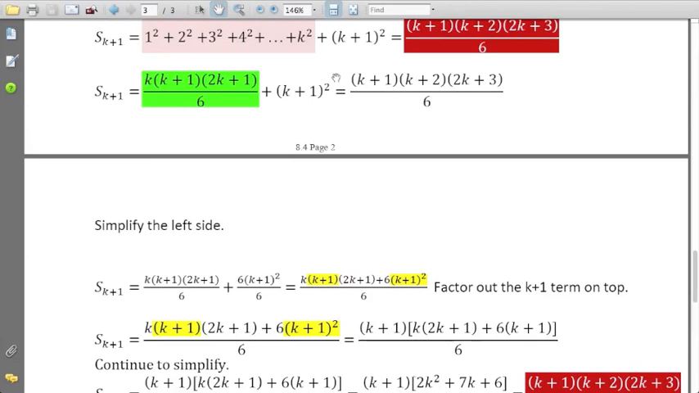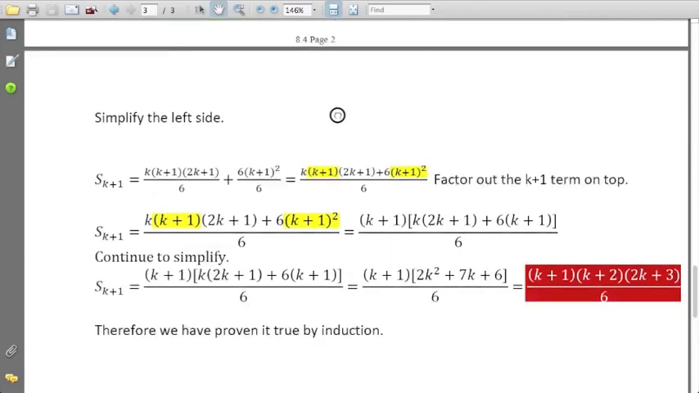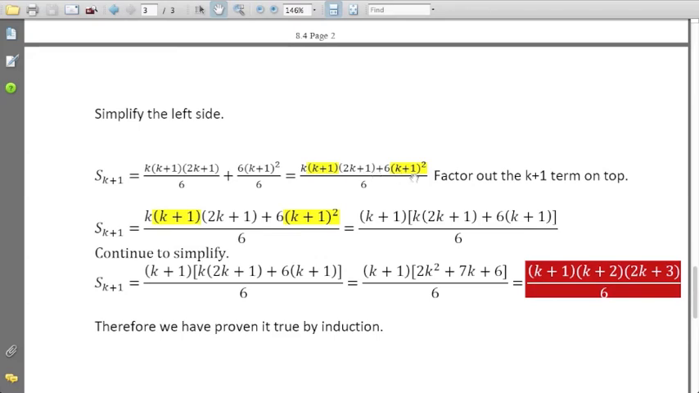I'm basically going to work on the left side. I'm going to leave this part alone for now. So multiplied the top and bottom here by 6. I went ahead and simplified. So if I multiply through, you see k times k plus 1 times 2k plus 1 plus 6 times k plus 1 squared. That's really, I just added the fractions together. I didn't do anything else because they already have a common denominator, so I just put them in one fraction.